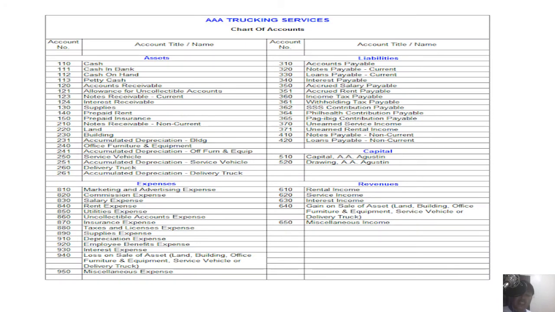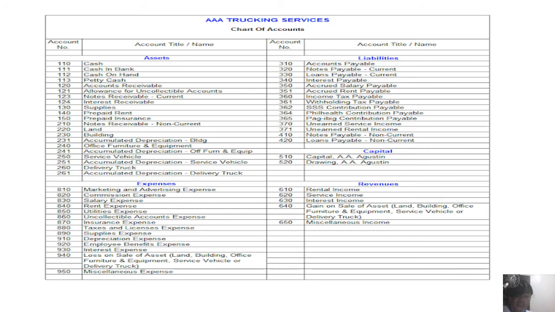So as you can see, naka-classify yung mga titles into assets, liabilities, capital, expense, and revenue. For example, sa assets, ano yung mga title na ginagamit nila sa recording? Cash, cash in bank, cash on hand, petty cash fund, accounts receivable, etc. hanggang sa baba. So, yan yung complete list ng assets na gagamitin nila sa recording. So, dapat alam mo yan.